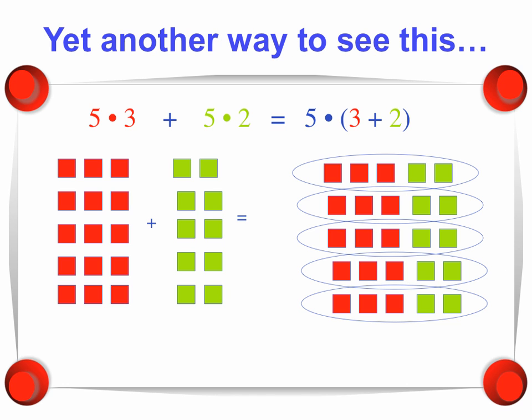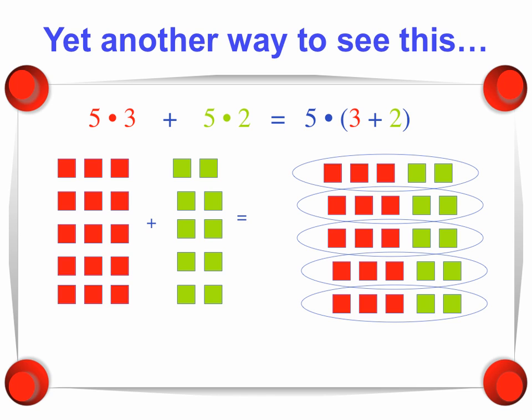Let's take a look first at the problem shown below. In red, we have 5 times 3 plus 5 times 2. What I've shown below is a picture of what 5 times 3 looks like. I have 5 rows and 3 columns for a total of 15 squares. In green, I've shown what 5 times 2 looks like.